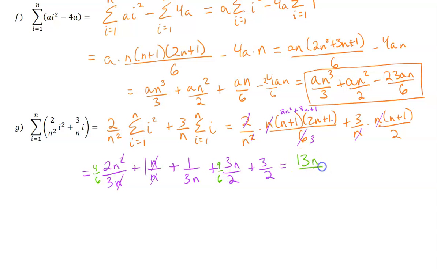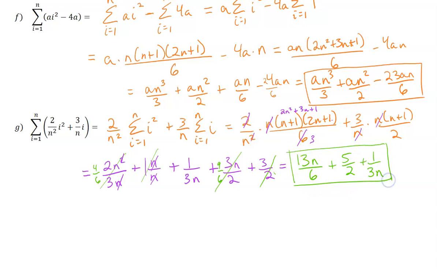So 13n over 6, that's these two terms. And then we have a constant of 1 plus 3 halves, so that's 5 halves. So that's this constant. And then we have a 1 over 3n left over. Okay, and this is as much as we can do.